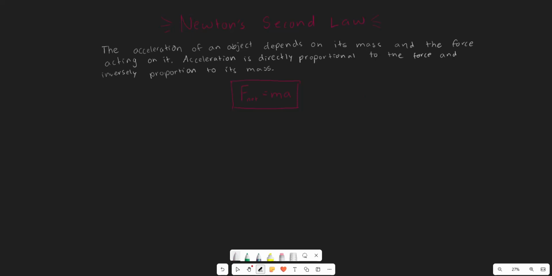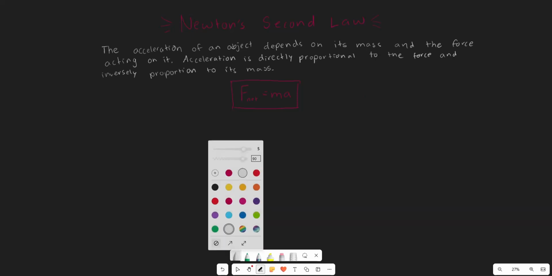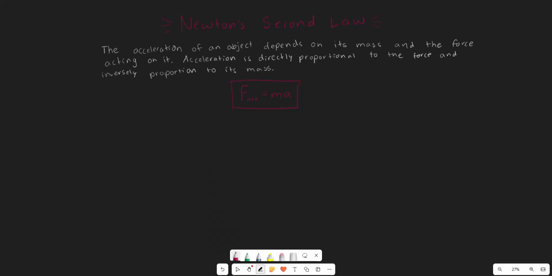What does acceleration directly proportional to the force and inversely proportional to its mass mean? We can derive that from the equation of Newton's second law. Our equation is F net, or we can just write F equals ma. Dividing by m on both sides, we get a is equal to F over m. So that means when the force acted on the object goes up, a will also go up. The acceleration will increase if force increases.